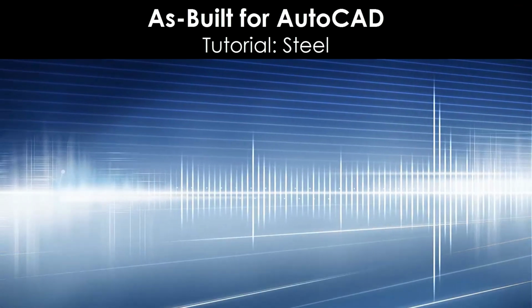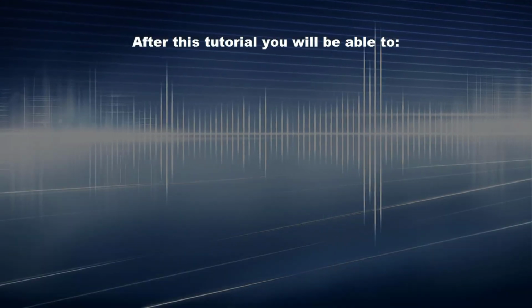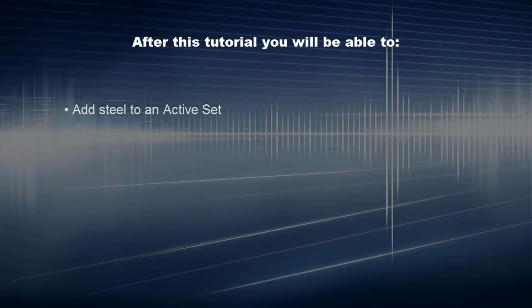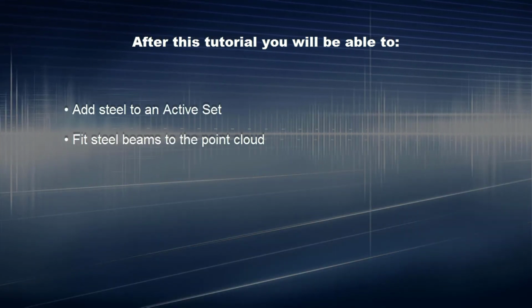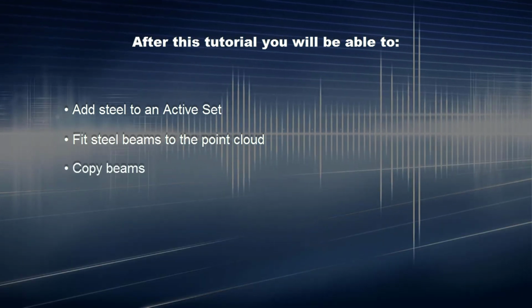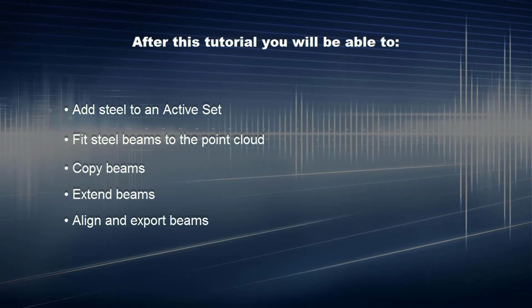As-Built for AutoCAD. Tutorial: Steel. After this tutorial, you will be able to add steel to an active set, fit steel beams to the point cloud, copy beams, extend beams, and align and export beams.